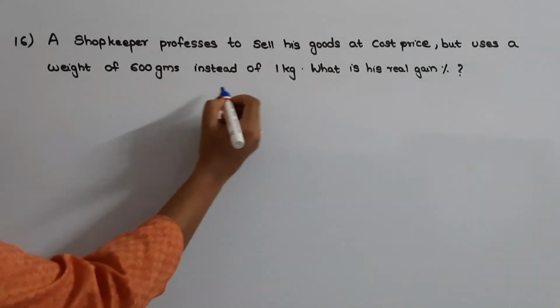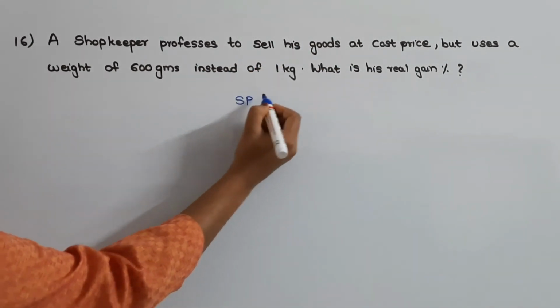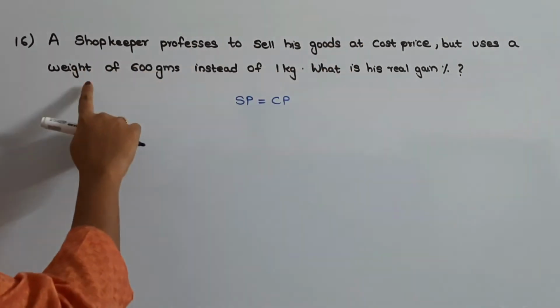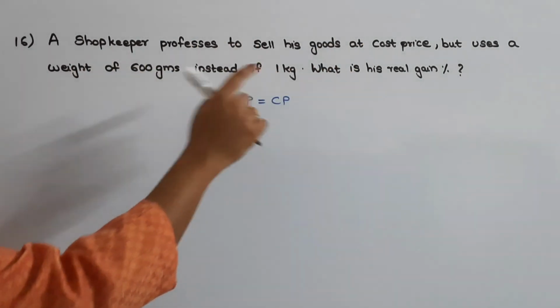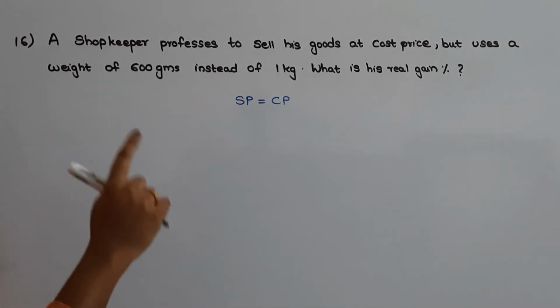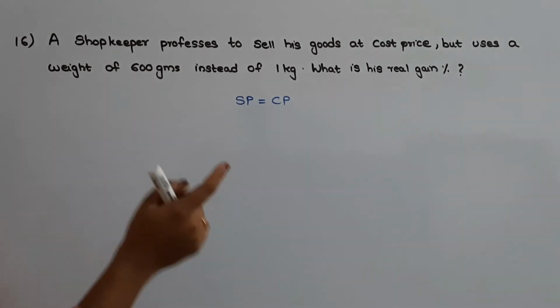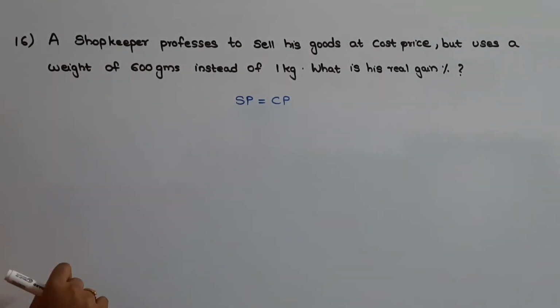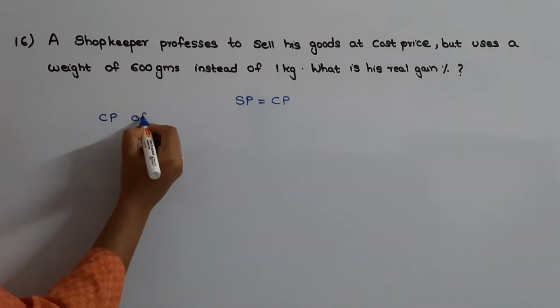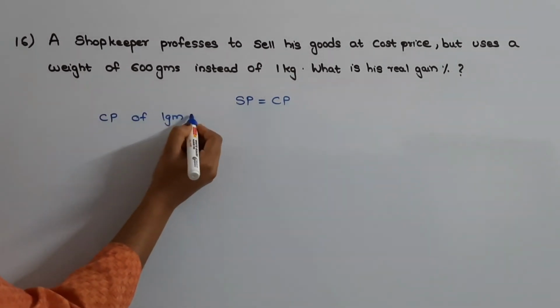Okay, the shopkeeper is selling the goods at a selling price equal to the cost price, but uses a weight of 600 grams instead of 1 kg. So in front of the customer he is using a weight of 1 kg, but it is only 600 grams. Here, let us consider the cost price of 1 gram of product as rupee 1.